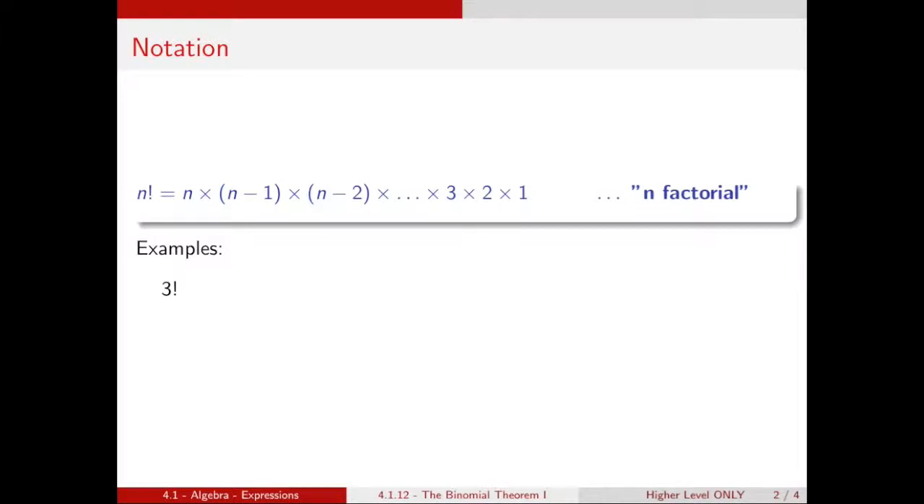So some examples: 3 factorial means 3 times 2 times 1, that's 6. 5 factorial means 5 times 4 times 3 times 2 times 1, again down as far as 1, and that turns out to be 120. And 1 factorial is 1, and 0 factorial is also 1 by definition. And you can do these on your calculator, so make sure you know where that button is.